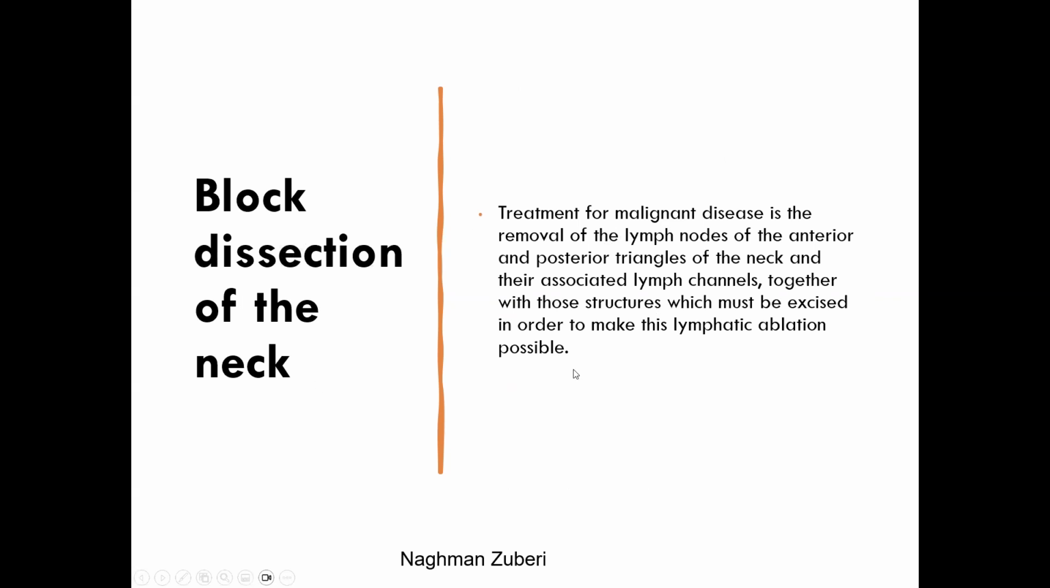Block dissection of the neck. Treatment for malignant disease is the removal of the lymph nodes of the anterior and posterior triangles of the neck and their associated lymph channels, together with those structures which must be excised in order to make this lymphatic ablation possible.